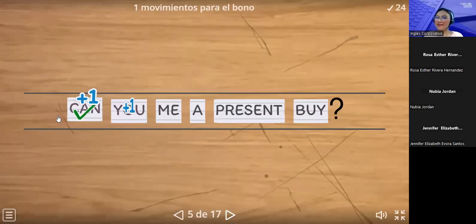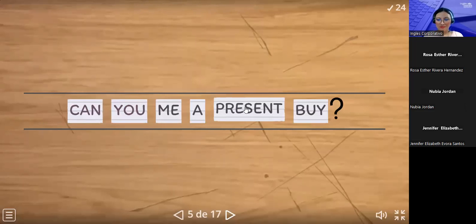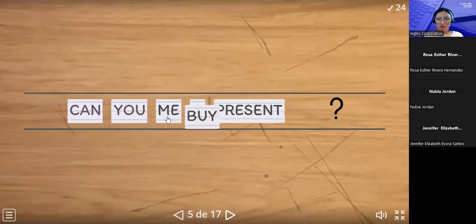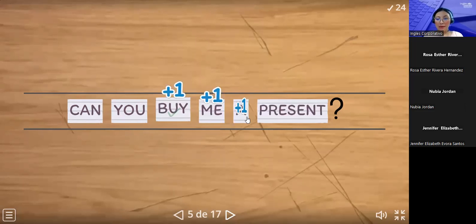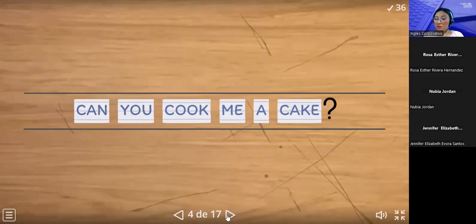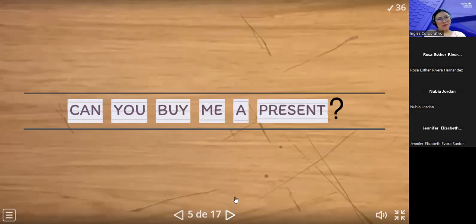Can at the beginning, can you buy? Can you buy me a present? This is a very informal one. Muy informal. ¿Qué piensan de esta? Can you buy me a present? ¿En qué contexto la ponemos? Can you buy me a present? What do you think about this one?